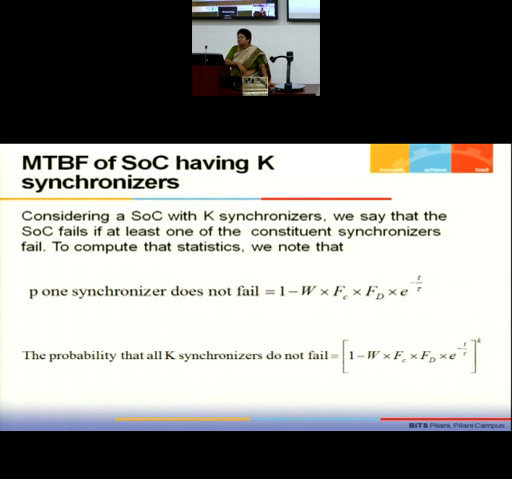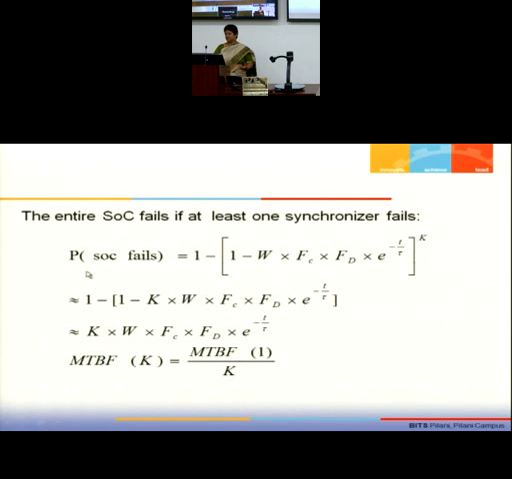What's the probability that the system will fail if there are, say, n number of synchronizers? That's a small analysis. The probability that a synchronizer will not fail is 1 minus this expression, and if there are K synchronizers, it is to the power K. The probability then that the SOC will fail is simply 1 minus that. And then you will get an MTBF for such a system where there are K synchronizers.